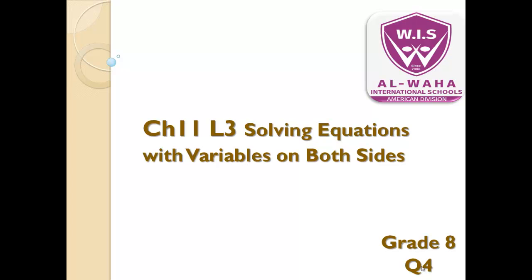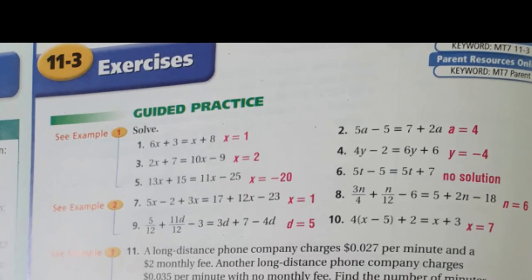Our lesson today is Chapter 11, Lesson 3, Solving Equations with Variables on Both Sides. In our lesson today, we will just solve the exercise in your book because it's just application of the past two lessons. So you have to watch the past two lessons before you start to solve this lesson. Okay? We have here Chapter 11, Lesson 3.